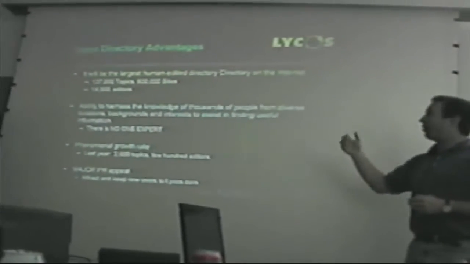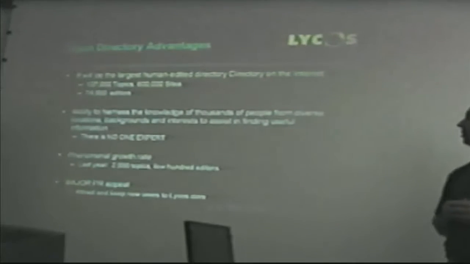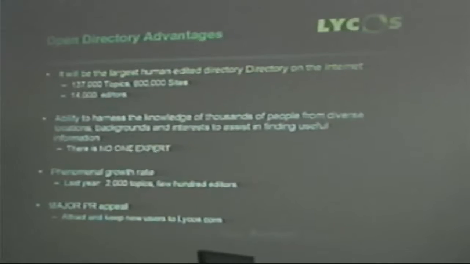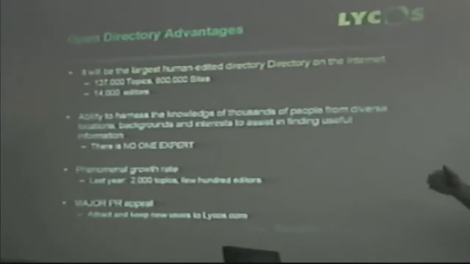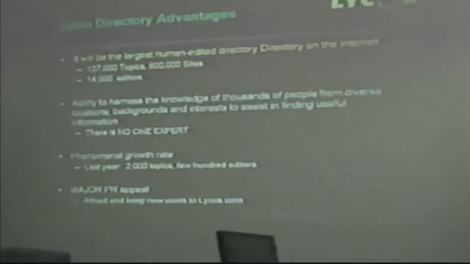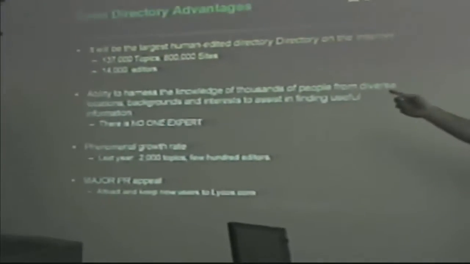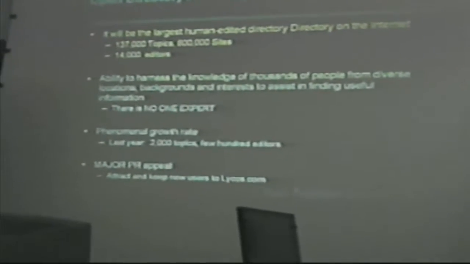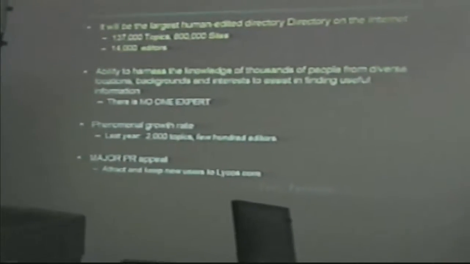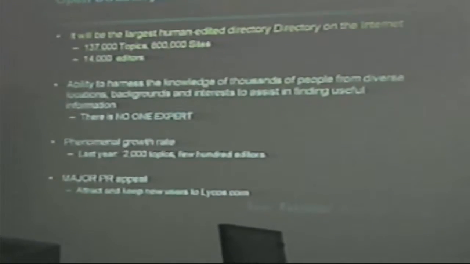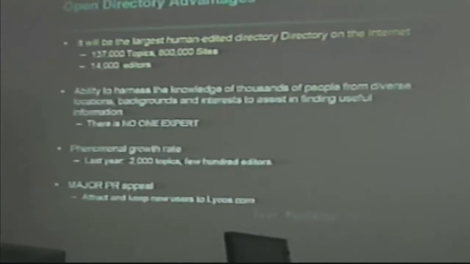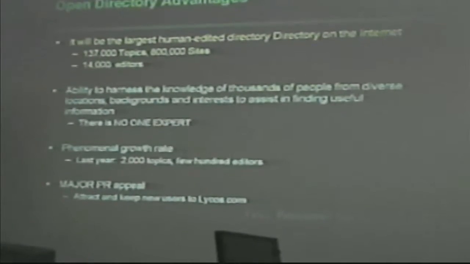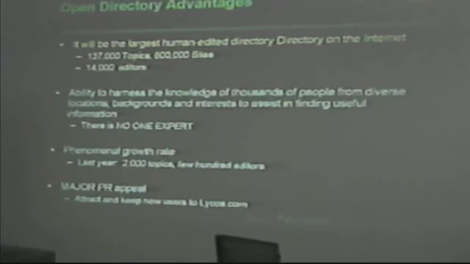So more on that. Right now, it's getting close to the largest directory on the internet. Yahoo actually has close to 1.5 million sites, maybe a little more than that, but I think our growth rate is considerably greater. Just a few months ago, we were about half those numbers on topics and sites and editors. What do we get out of having these 14,000 editors? We're harnessing the knowledge of thousands of people from diverse locations and backgrounds and interests to find information. And there's no one expert, but there's thousands of experts.